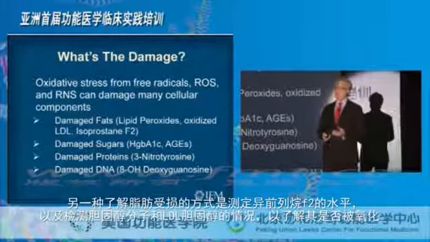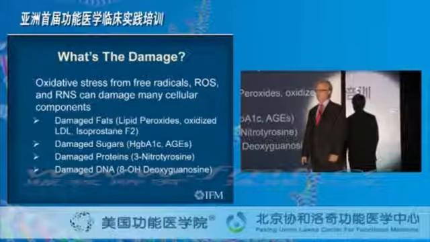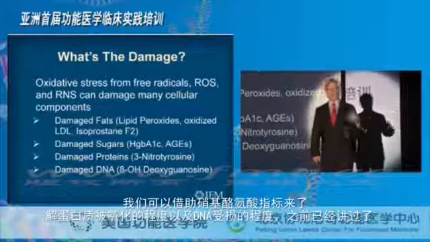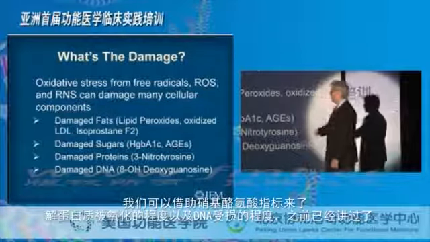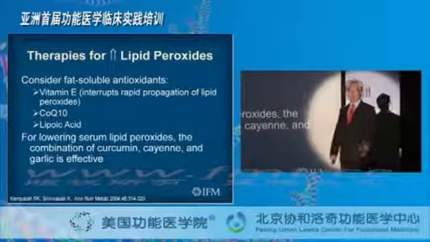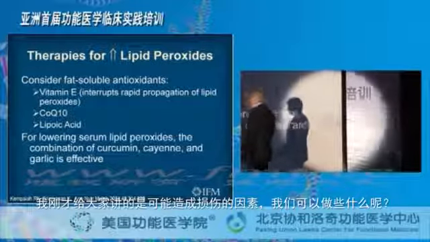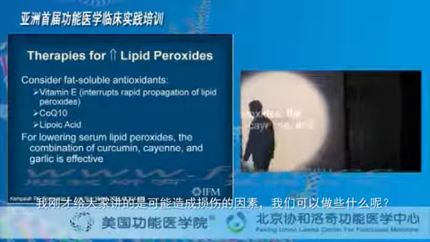We can look at oxidation of sugars by the presence of hemoglobin A1C, where there's oxidation that's happening on the red blood cell itself. We can see oxidation of the proteins with nitrotyrosine and damage to the DNA. I've talked about these. So I've just shared with you that there are things that can cause damage. What can we do about it?